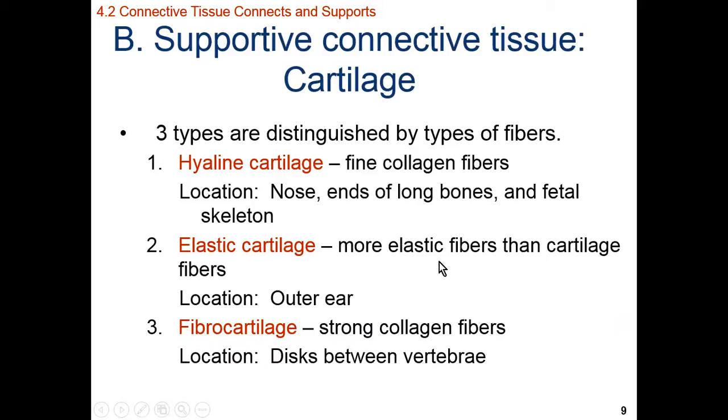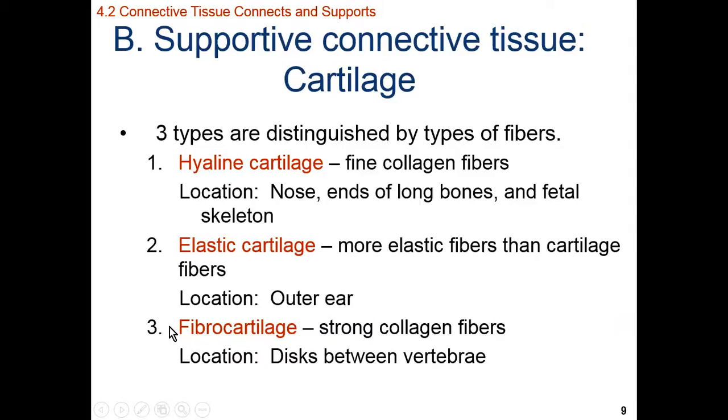We also have elastic cartilage. Elastic cartilage has more elastic fibers in it than any other cartilage type. As its name implies, elastic cartilage is very stretchy cartilage. We have lots of elastic cartilage in our ears, or outer ears, which makes them so flexible and able to spring back after being stretched.